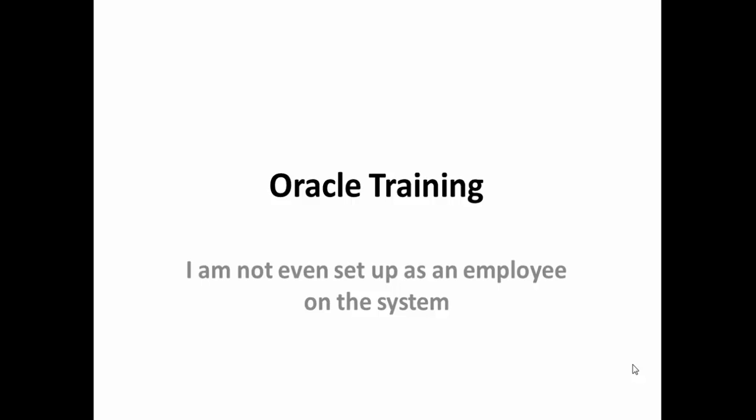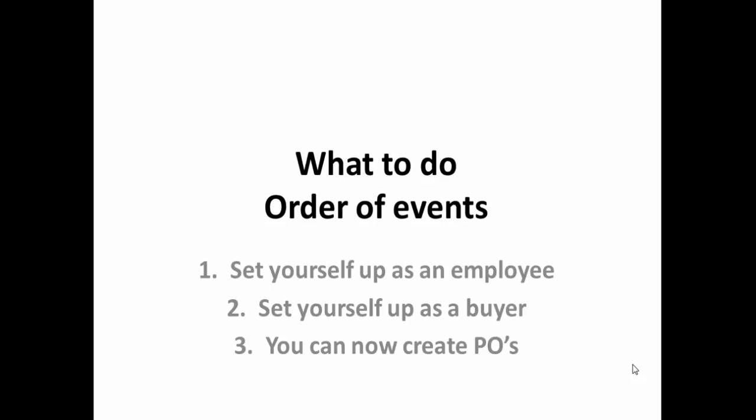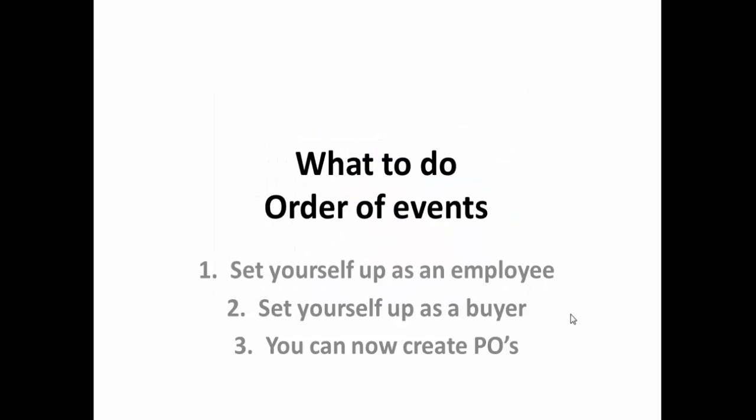So these are two areas of setup that need to be completed. So the question is, what do I do in a sequence of events? What you need to do is the following: set yourself up as an employee, then set yourself up as a buyer, and then you'll be able to create purchase orders. So that's a sequence of events that we'll go through in this short video. So we'll move over now to the login screen for Oracle.